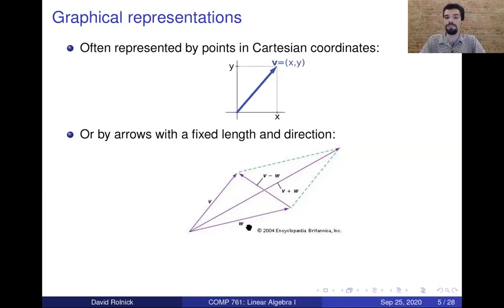Any questions? This also allows one to think about scaling a vector by a scalar, multiplying it by a scalar. That's just changing the length of the vector. Okay, so we'll use all three of these. We'll use the coordinate representation of the vectors, we'll use the arrow representation of the vectors, and we'll use no geometric representation at all.